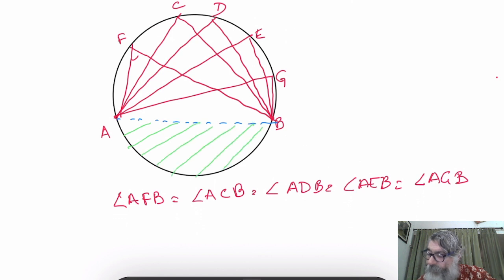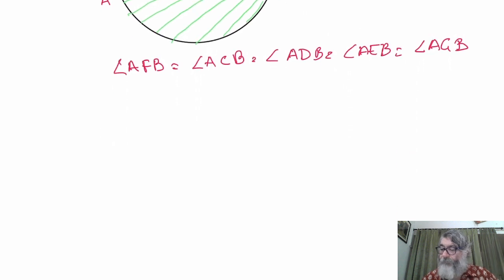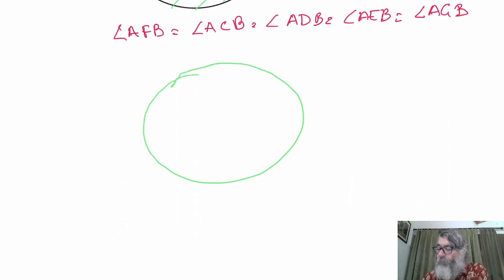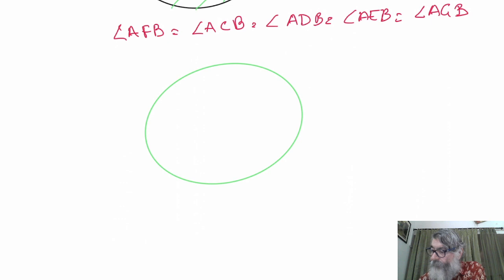This remaining portion, which we shall shade in green, is also a segment, but this is the minor segment, while where you are seeing the angles being formed is the major segment. The angles can be formed in the minor segment also. I'll just show you an example.